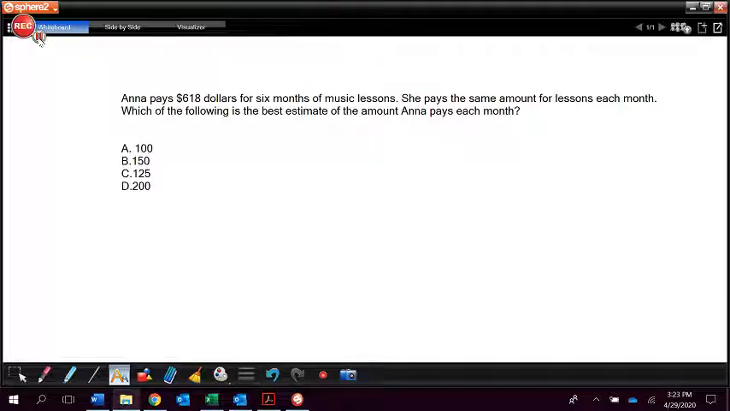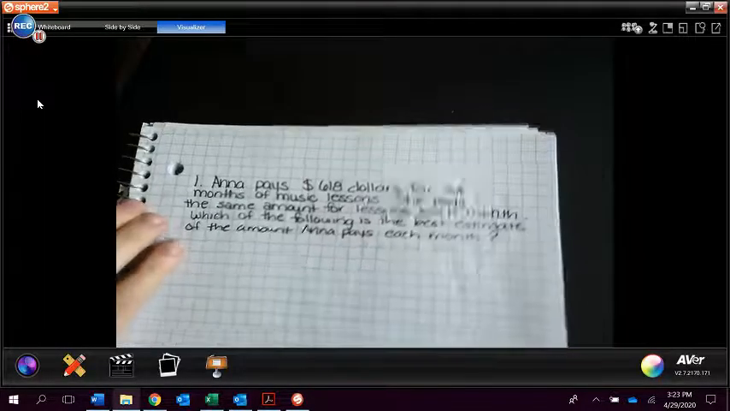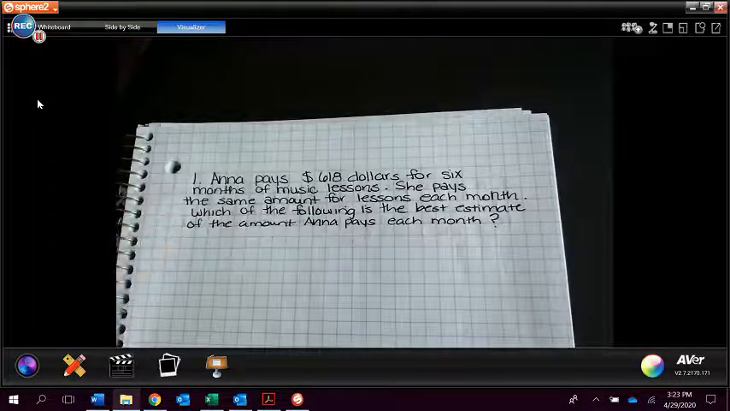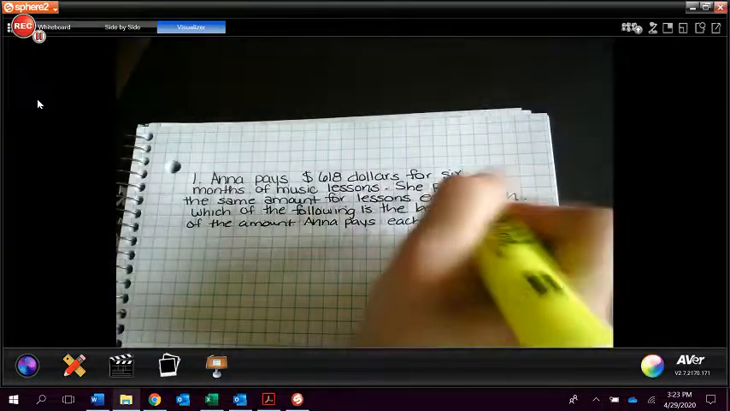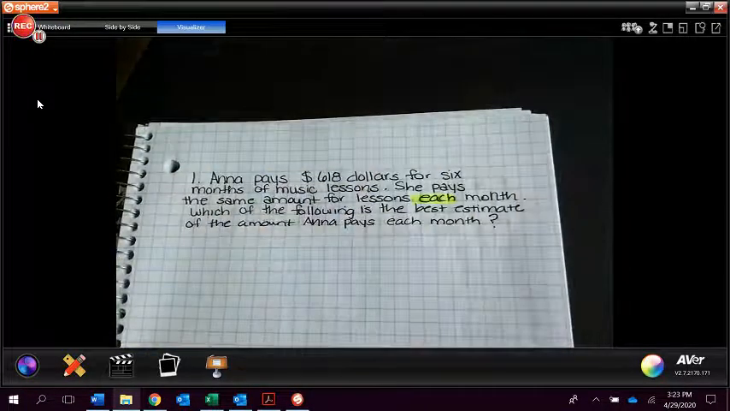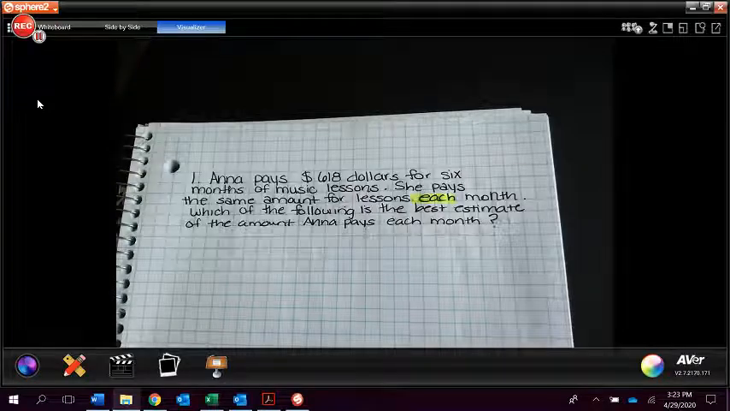As soon as you are done writing, you can press play again. Alright, so I wrote the same problem on my paper, so I'm just going to work on it here. So again, she pays $618 for 6 months of music lessons. And then she pays the same amount for lessons each month. So I'm just going to highlight that word again, each. Because if you remember Monday's lesson, we know each gives us a clue.